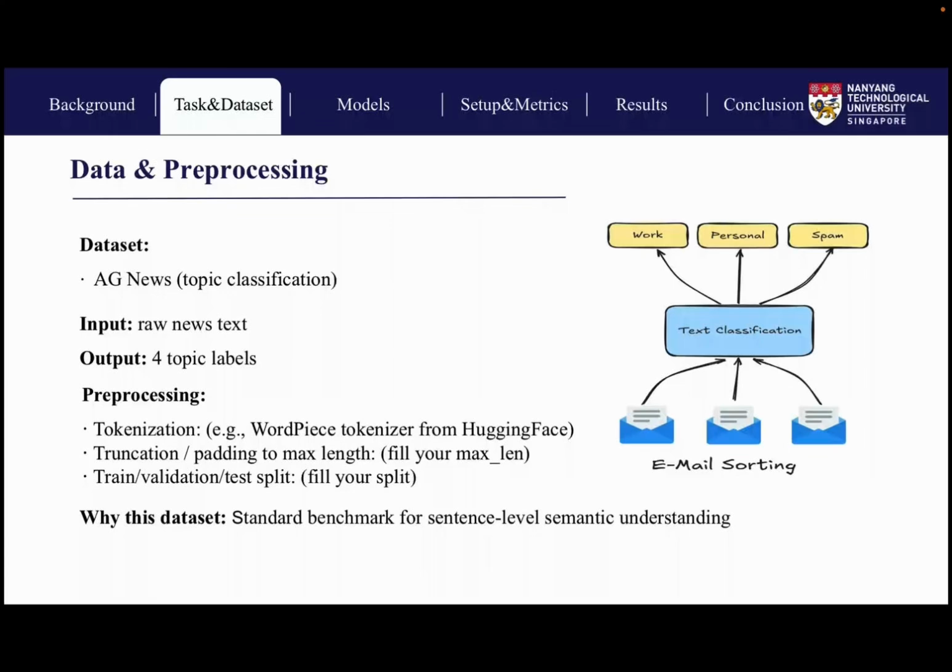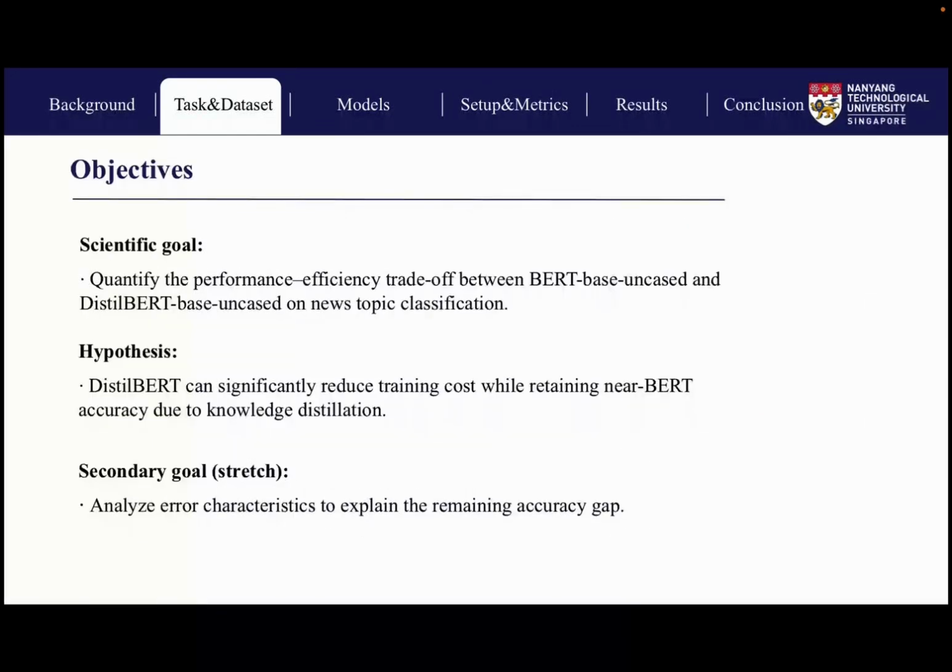So, to answer this question, we need a robust benchmark. We chose the AG News dataset. This is a standard benchmark for topic classification. The model takes the raw news text as an input, and it must classify the text into one of four labels as the output: world, sports, business, or science and technology.